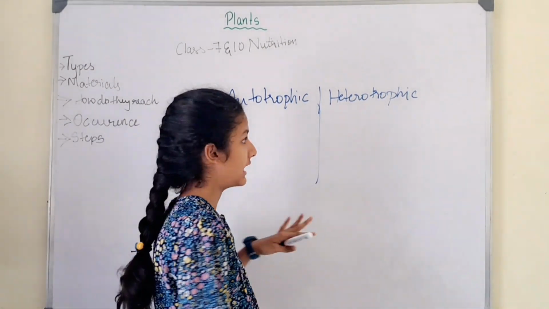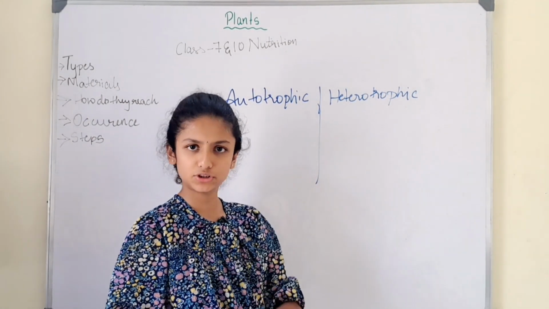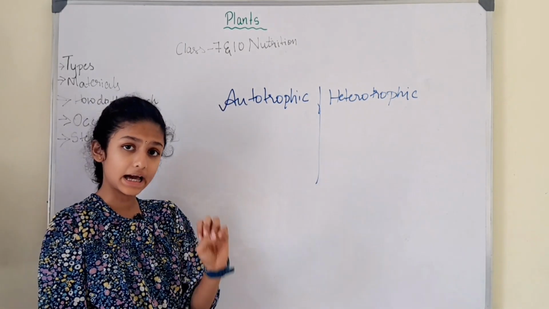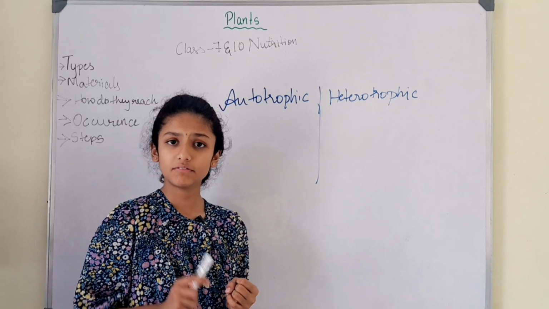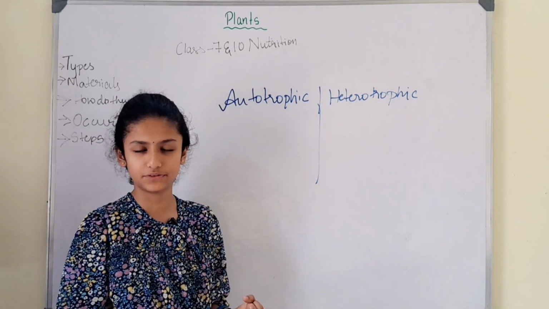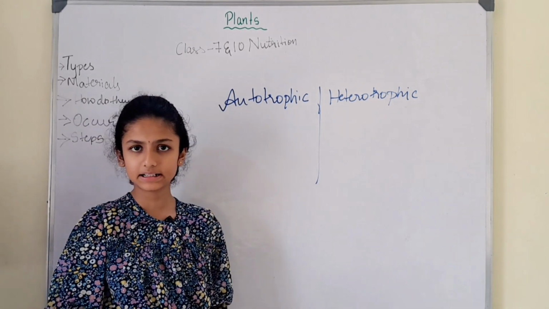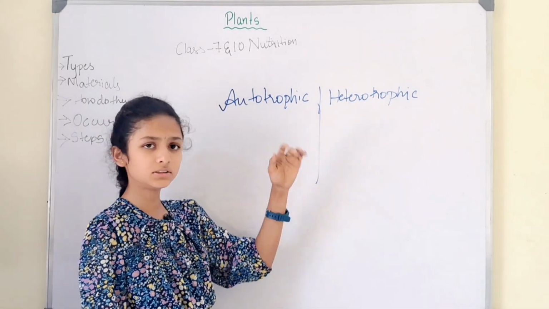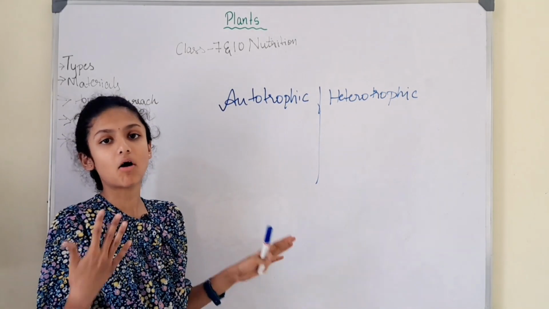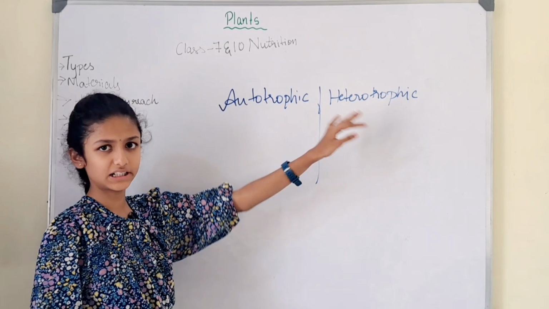Heterotrophic nutrition: they depend on other organisms for their food. Suppose humans and animals. We depend on plants for our food, directly or indirectly. If indirectly, a lion depends on a deer for its food. What does a deer eat? It eats plants. So either directly or indirectly we are depending on plants, on other organisms. That is heterotrophic nutrition. Heterotrophs and autotrophs.